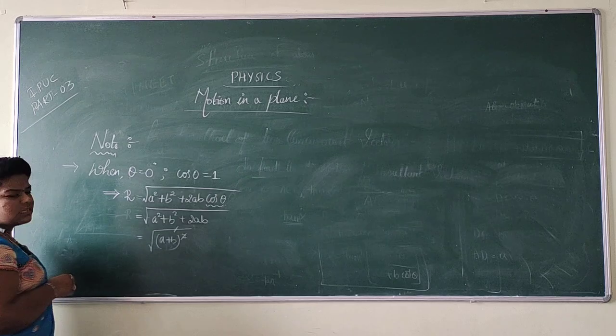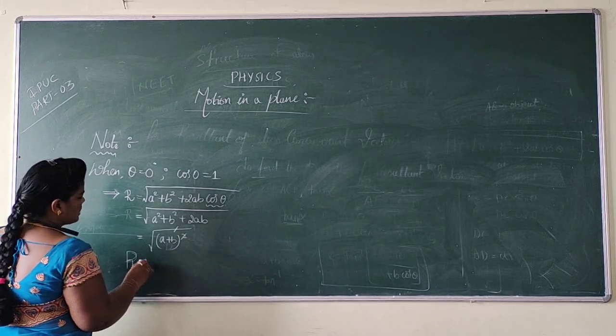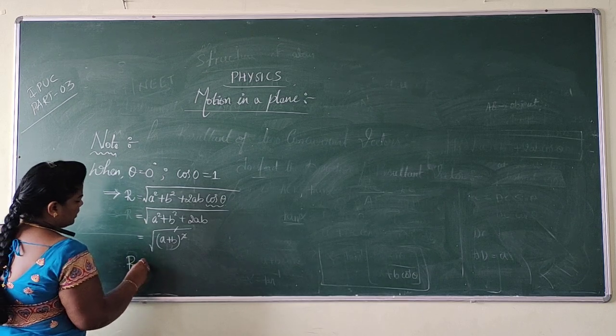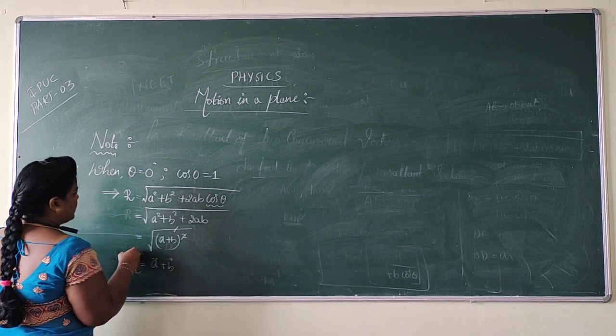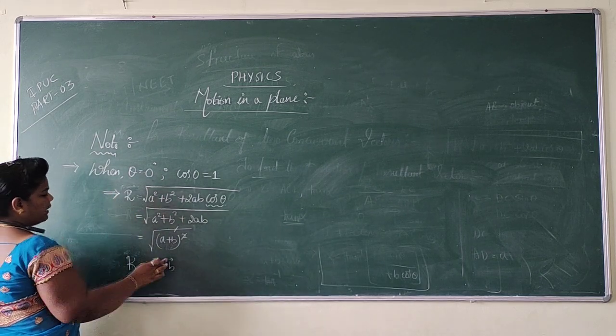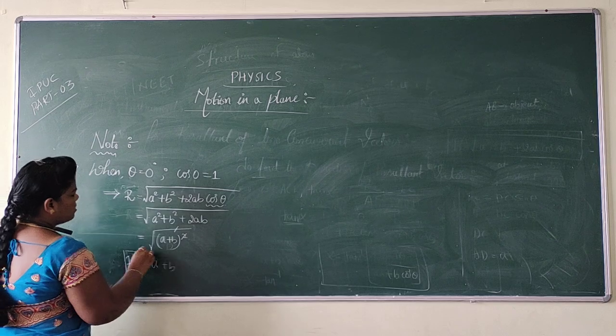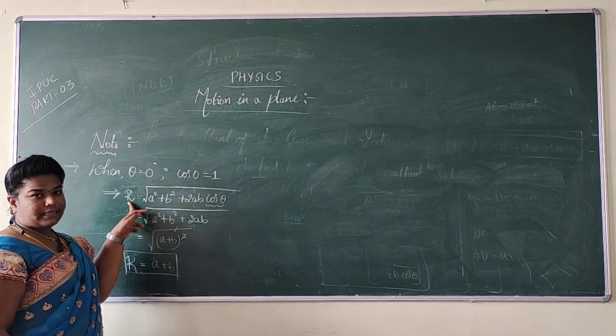So if I cancel the square and square root, then the resultant vector R is equal to the sum of the two vectors a and b. Sum of the two vectors a and b. My dear students, I am not writing the arrow mark here. Why? Because I am just calculating the magnitude, right? I am not calculating the direction.